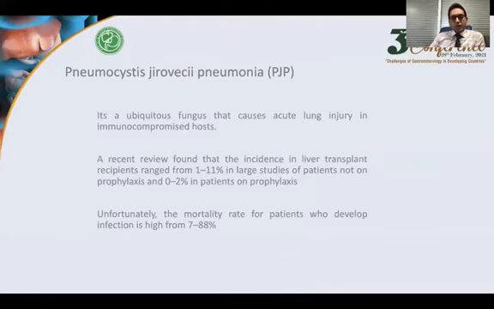When we talk about the PJP, which is a dreaded complication in these patients, it is actually a ubiquitous fungus that causes acute lung injury in immunocompromised hosts. A recent review found that the incidence in liver transplant recipients ranged from 1 to 11% in larger studies of patients not on prophylaxis and 0 to 2% in patients on prophylaxis. Unfortunately, the mortality rate for patients who develop infection is high, from 7 to 88%.